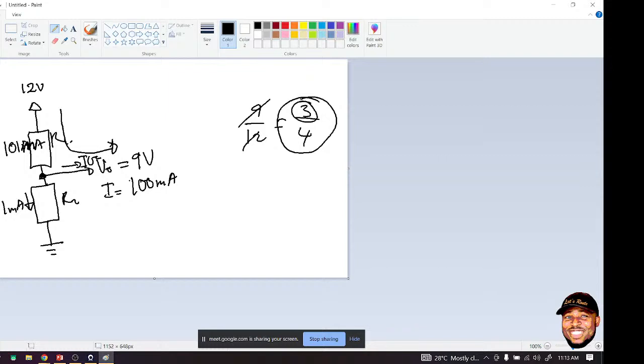So if I want to do this, that means this R1 here has to drop 3 volts. V equals IR, so we need to know the value of the resistance. If we make R the subject, we get V over I, is that okay? So we need it to drop a voltage of 3 volts, and since the current is coming from here, all the current has to pass through it. So at a current of 101 milliamps, somebody should quickly compute this for me: 3 divided by 101.